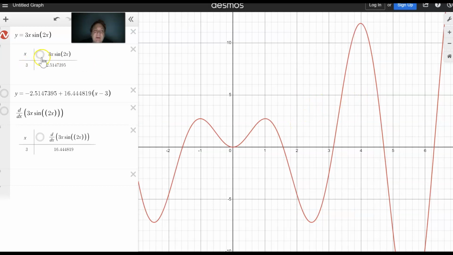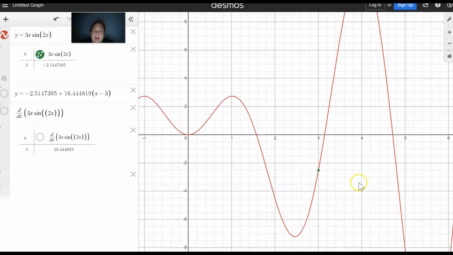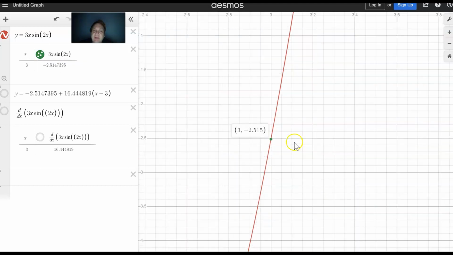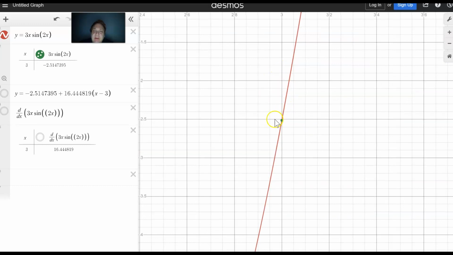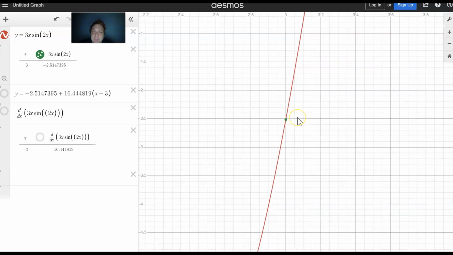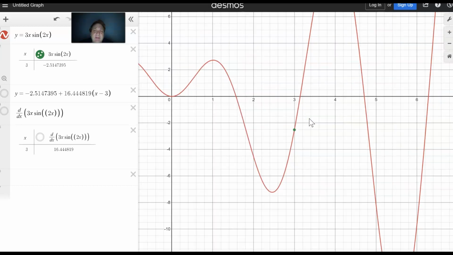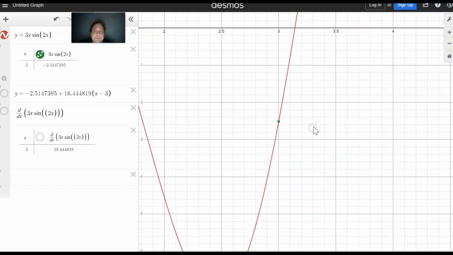For example, let me zoom in on the location where x is 3. And that's this location right here where y is about negative 2.515. And if I zoom in enough, you can see that that's basically a straight line. So on a microscopic level, all of these curvy things look like straight lines.